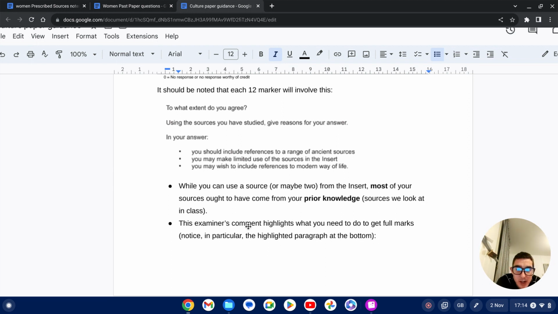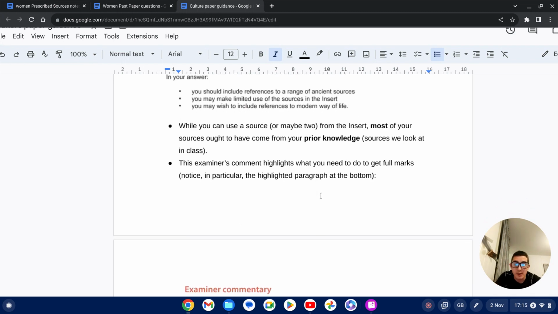But when it says a range of ancient sources making references to it, that again can be using your prescribed sources knowledge or anything else we see. So as it says here, while you can use a source or maybe 2 from the insert, most of your sources have to come from prior knowledge, i.e. stuff that isn't in the insert, which is likely prescribed sources, plus maybe a few other things.